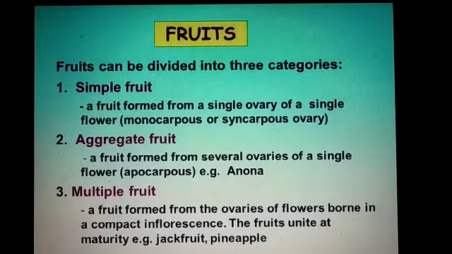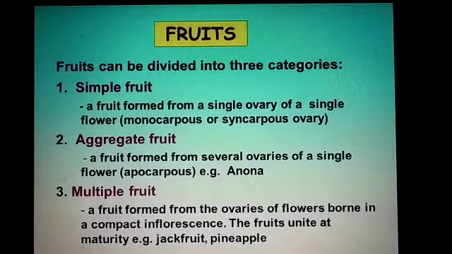And multiple fruit, a fruit from the ovaries of flowers borne in a compact inflorescence. That means whole flower, compact inflorescence, complete inflorescence. Okay, the fruits unite at maturity. For example, jackfruit and pineapple. In multiple fruit, all the flowers of the inflorescence are forming the fruit.